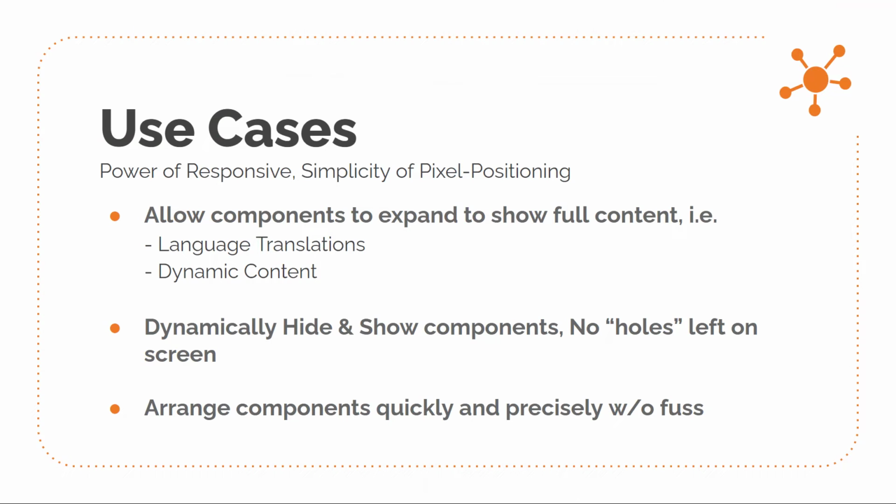Okay, let's recap the main points. First, when to use a responsive container. This is really ideal for situations where you want the layout of the components to respond to their content. For example, when you support multiple languages or have data-driven text, anytime you don't know the size of the content up front. Second, you may wish to dynamically change the presence or visibility of components. In these cases, you don't want to leave holes or gaps in the screen. And finally, anytime you want to easily lay out components without fussing over alignment or spacing or pushing pixels around, just let the responsive container work its magic.